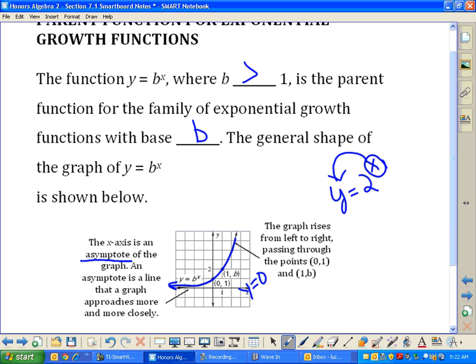Yeah, so I'm glad I talked to you. 2 to the 0th power is 1. So yeah, 0 is not going to do it. Are there any numbers you could plug in for x that could get you 0 back out? And you guys are shaking your heads. Yeah, no, there's not. So we can't get 0 back out.